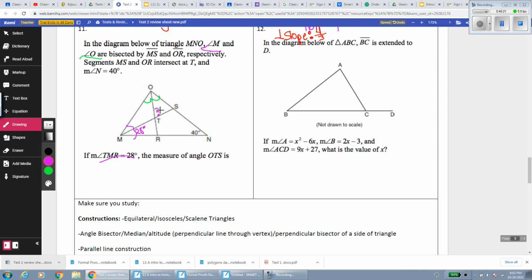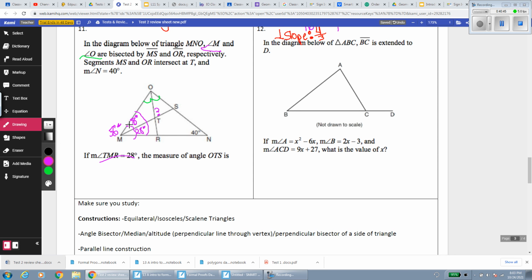So let me just fill in some stuff that I know already. If that's 28, since M is being bisected, that's 28 also. So that means the whole entire angle M, I'll just write it over here as 28 plus 28, that's 56 for the entire angle of the triangle, for angle M.